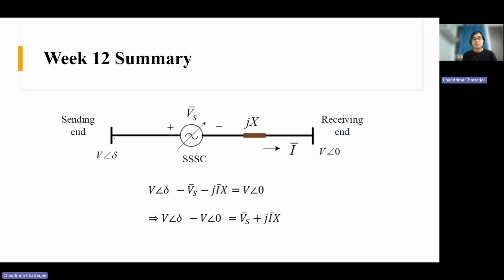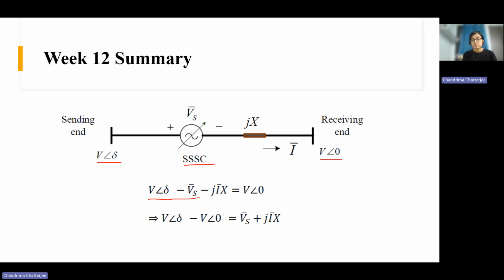Now if you represent it in a single line diagram, suppose this is the sending end and this is the receiving end. The sending end voltage is V angle delta and the receiving end voltage is V angle 0. This is the representation of the triple SC, like a variable voltage source in series with the line. This is the line reactance jX, and the current is flowing from the sending end towards the receiving end. Now just apply KVL here.